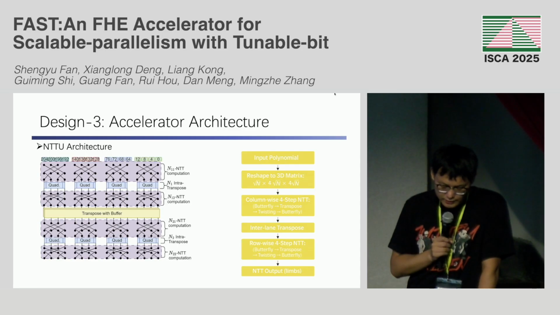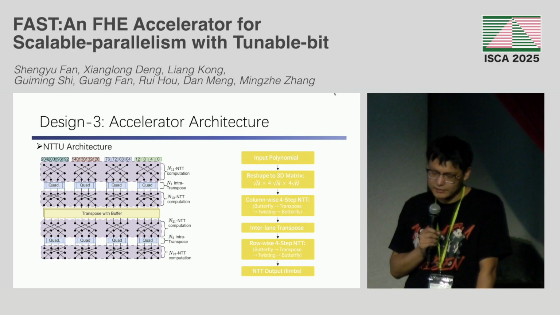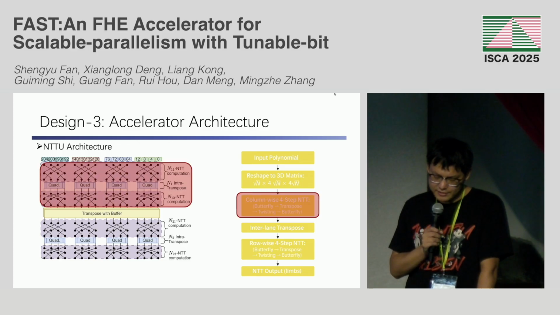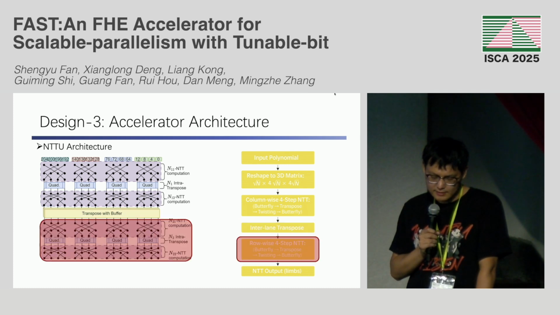The NTTU is a crucial computational module within the FAST accelerator. In our design, we build on the four-step NTT approach. Specifically, the NTT process is divided into 2 stages. In the first stage, we apply the classical full-step NTT algorithm to perform the transformation along the column direction. This is followed by a matrix transposition operation. Then, in the second stage, we perform another round of full-step NTT in the row direction, completing the full NTT operation.